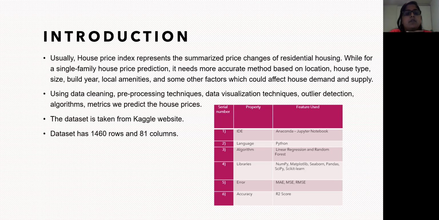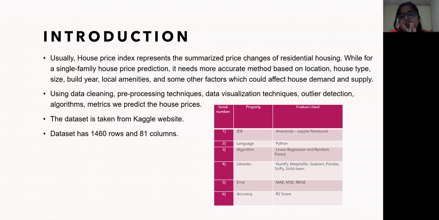We have taken this data set from the Kaggle website, and the data set has 1460 rows and 81 columns. We have done data processing, data cleaning, data visualization, outlier detection, algorithm to train the data, and metrics to check whether this algorithm stands or not. So we have done many things. Before that, I'll give an overview.